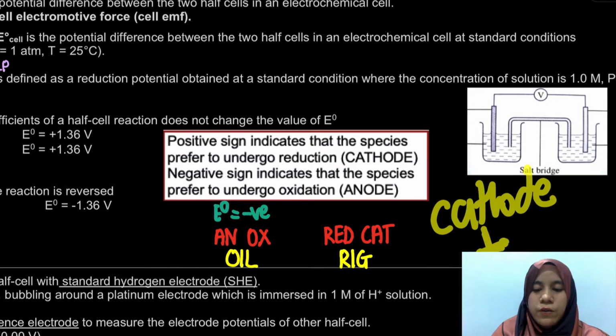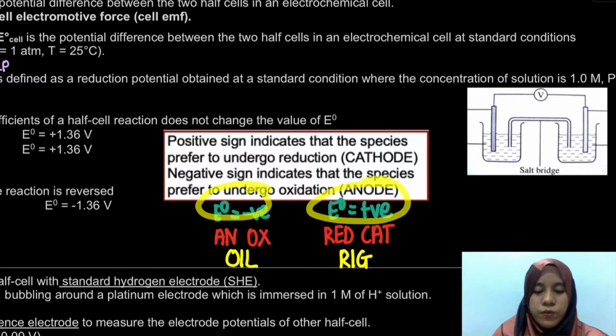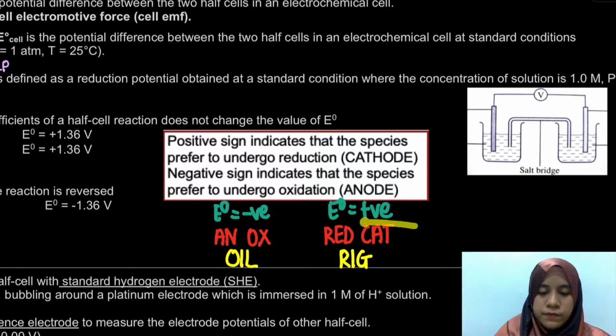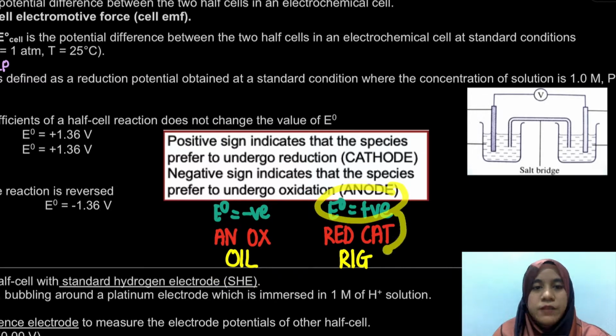So when the value of E0 is more positive, it means that the species would prefer to undergo reduction. Here is another piece of information that you have to add, that I like to emphasize. Now we're talking about E0 negative for the anode, E0 positive for the cathode. So that is actually for the definition.